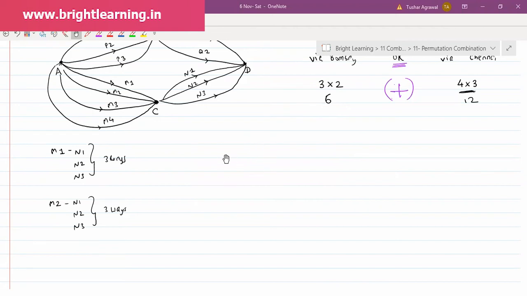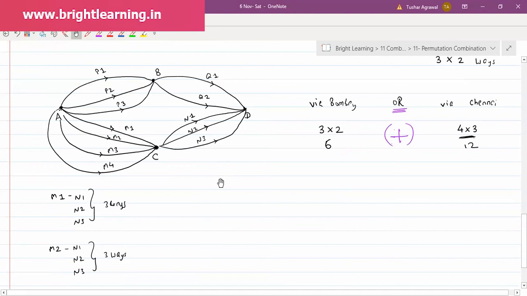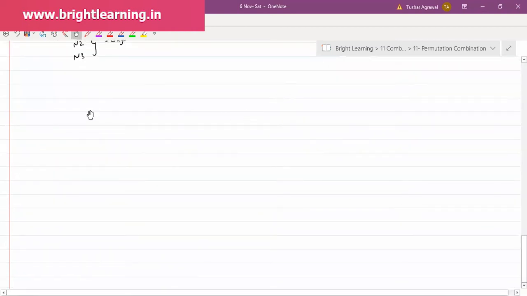Let me give you some notations and then we have to solve a lot of questions. Don't worry. First we'll get used to some of the notations used in the chapter. The basic notation that is used is the factorial notation.